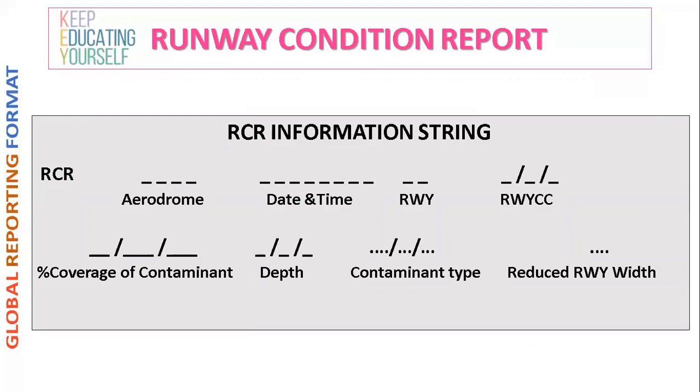So this is the runway condition information string. Here I have shown the first part only. We will discuss the second, situational awareness section in detail. It is first aerodrome, then date and time, then runway lower designator, then runway condition code, percentage coverage of contaminants, depth, contaminant type, and reduced runway width, which is optional. It shows that suppose 45 meters of runway is there, and if the runway condition code is applicable to 30 meters only, then we will write here 30.